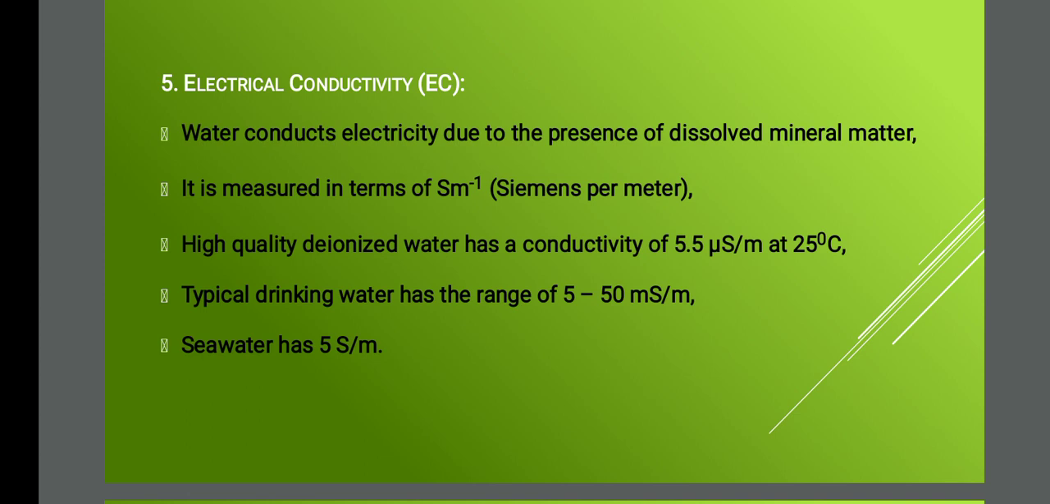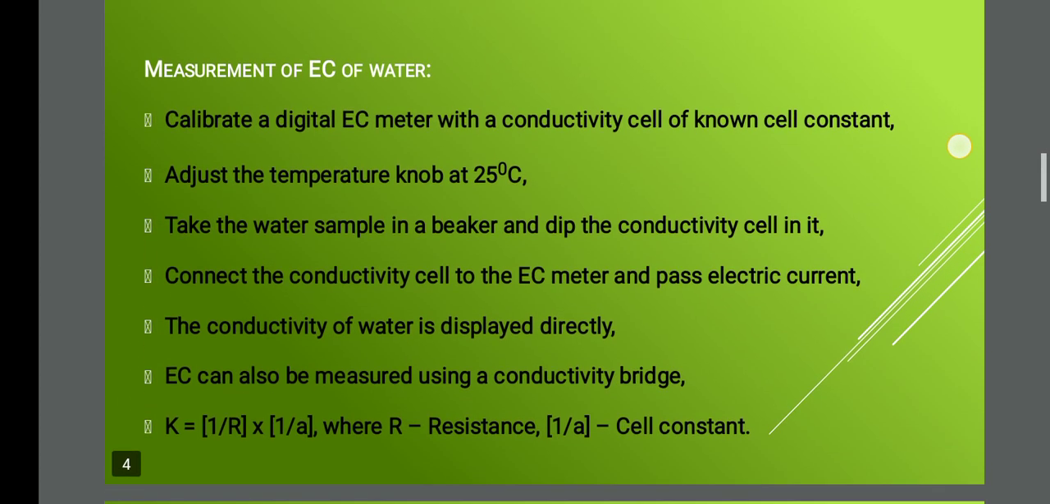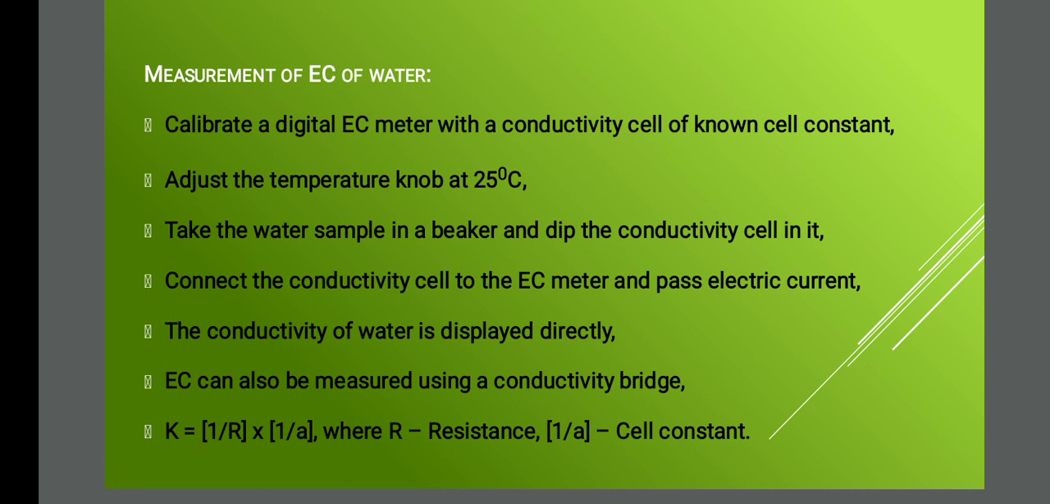Now we can see how to measure electrical conductivity in water. In the previous class of the lab, I told you about electrical conductivity. Same thing I am going to repeat here, so just listen to what I am saying. Before measuring the electrical conductivity, you have to take some precautions or make the primary adjustments in the conductivity meter and the conductivity rod. What you have to do here is calibrate the digital electrical conductivity meter with the conductivity cell of known cell constant.